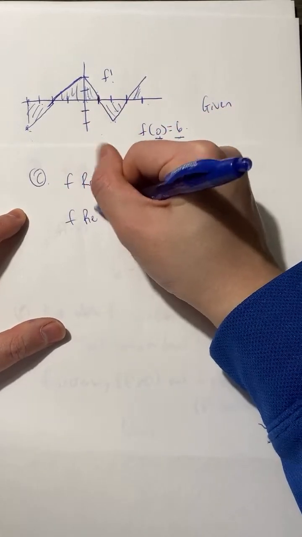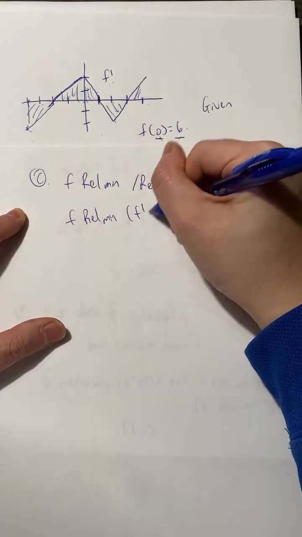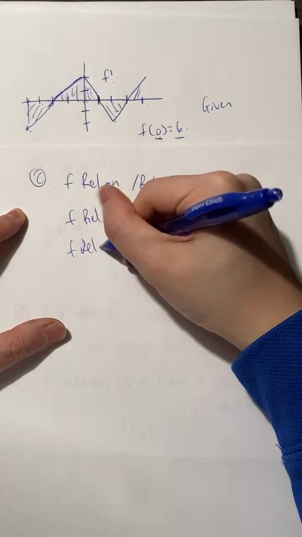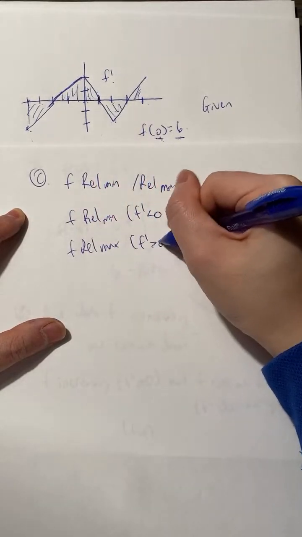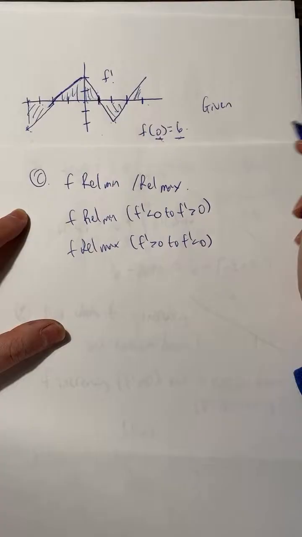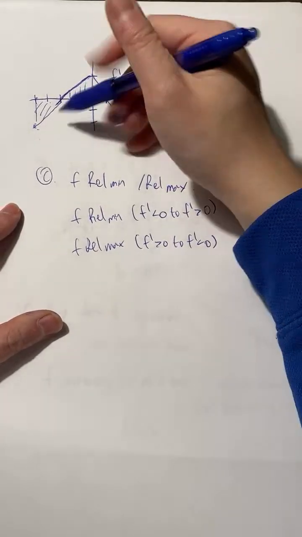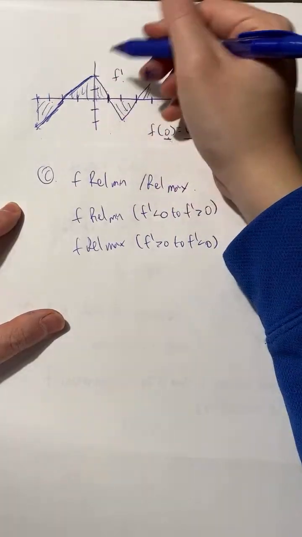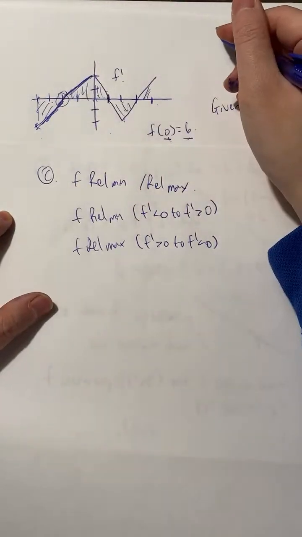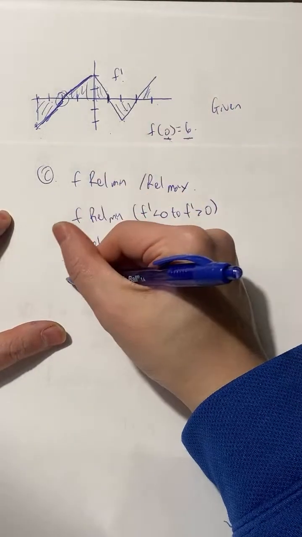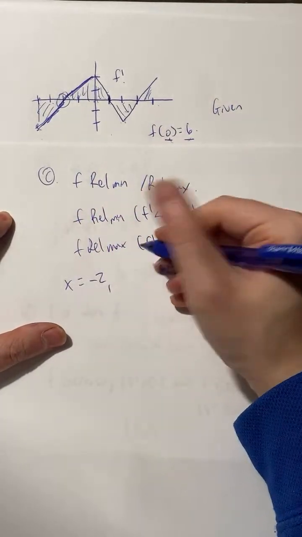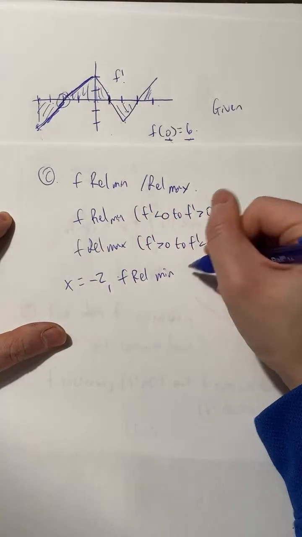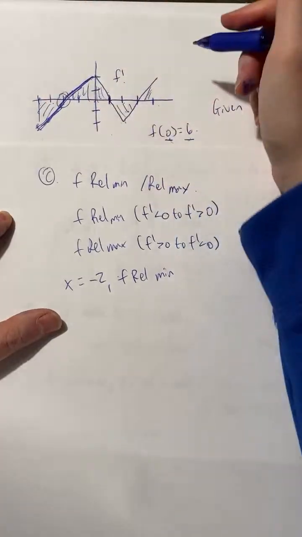F has a rel min when f prime goes from negative to positive. F has a rel max when f prime goes from positive to negative. So when I do this question, let's do rel min first. Here my graph is negative and then it becomes positive. So this is the rel min. X equals -2 is the rel min, because I'm going from negative to positive.